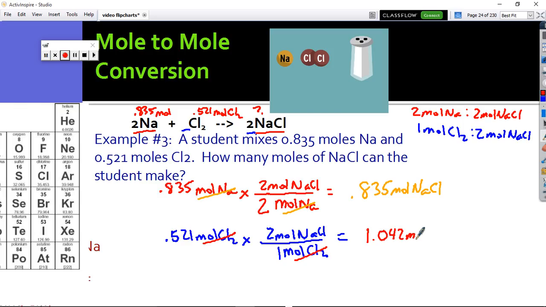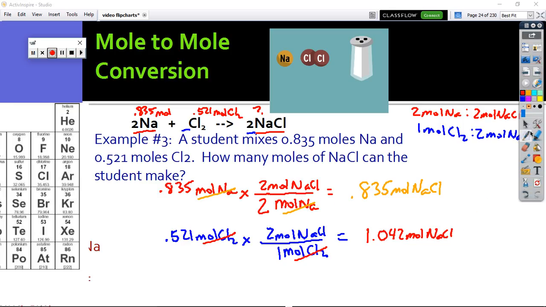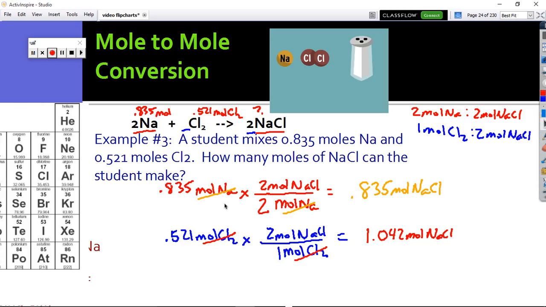Now I have a big question. What do I do with these 2 numbers? Well, you need to think about, what do these 2 numbers really represent? What it's representing is, I have enough sodium to make 0.835 moles of sodium chloride. I have enough chlorine to make 1.042 moles of sodium chloride. But I need both of them to make sodium chloride. So what it means is the following.